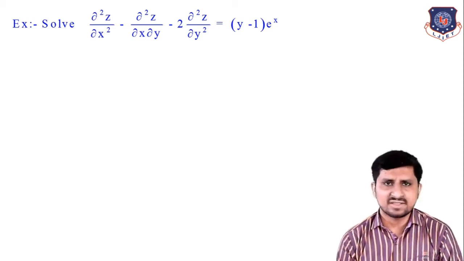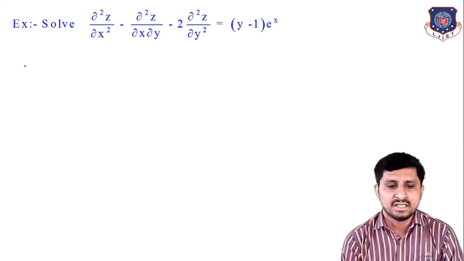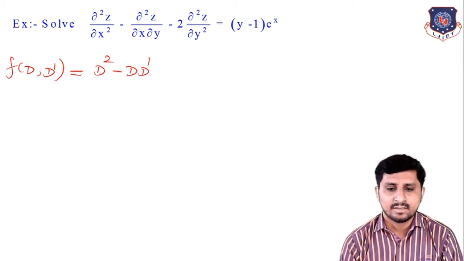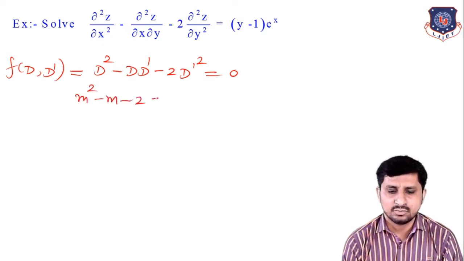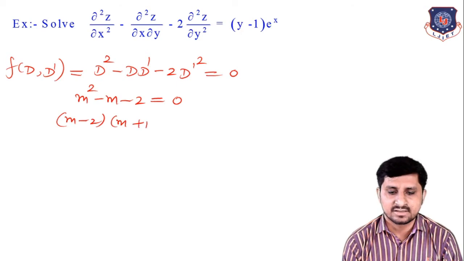Now, as you all know, first of all we have to find the complementary function. So what is my f of D, D dash? F of D, D dash is equal to D square minus D D dash minus 2 D dash square, which is equal to 0, and the function of m is m square minus m minus 2, equal to 0. Factorization of this second degree polynomial, we know, is m minus 2 into m plus 1. So what are the roots?